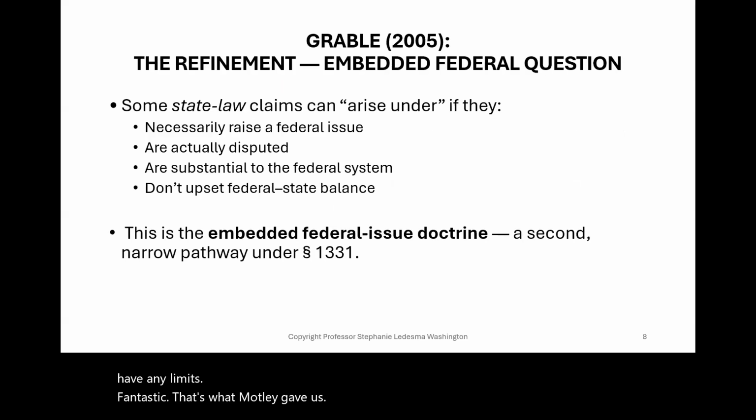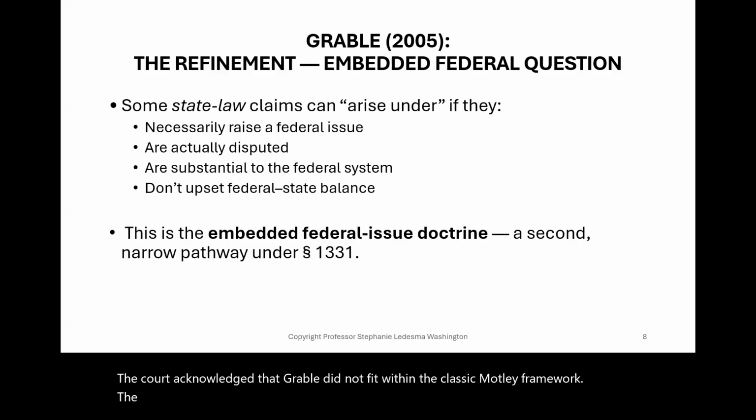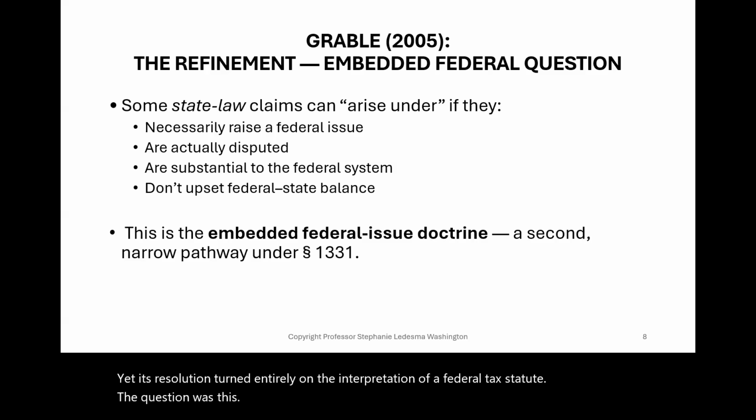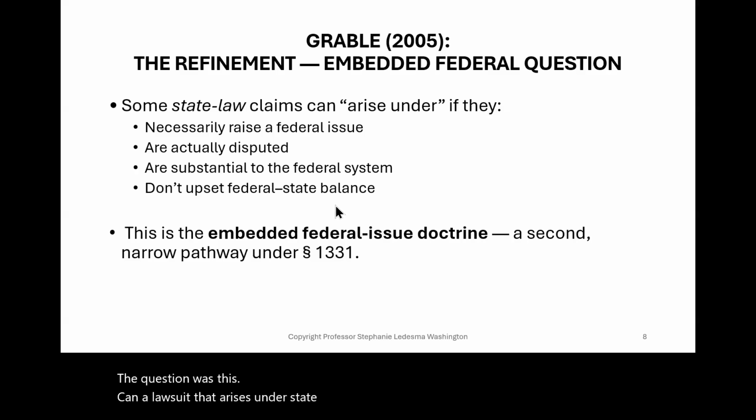A century later, we get Grable. The court acknowledged that Grable did not fit within the classic Motley framework. The claim was based entirely on a state quiet title law, yet its resolution turned entirely on the interpretation of a federal tax statute. The question was this: can a lawsuit that arises under state law nonetheless also arise under federal law when a federal issue lies at the heart of the state law claim? We know the answer. The Supreme Court answered yes, but only in exceptional cases.